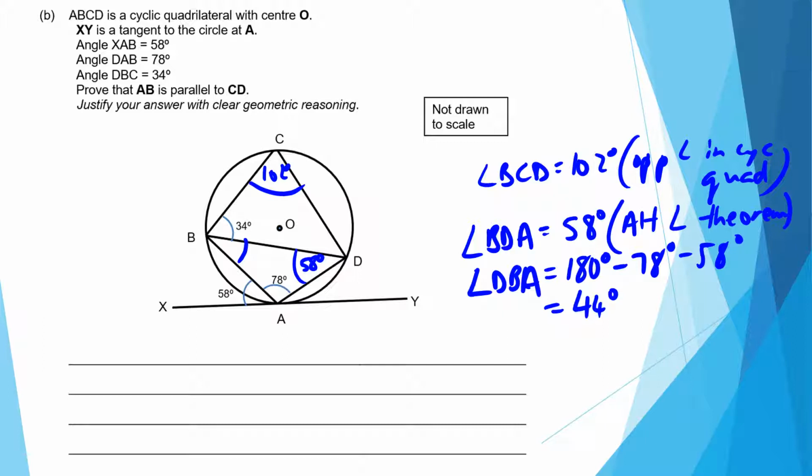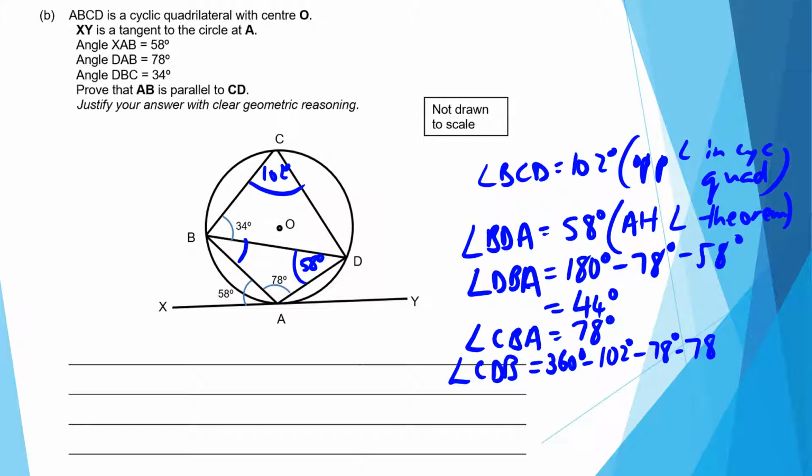So that means that angle CBA is a total of 78 degrees. And it would mean that angle CDB must equal 360 minus the 102, minus the 78 of CBA, minus the 58 degrees of angle BDA. And that's the angle sum of a quadrilateral.